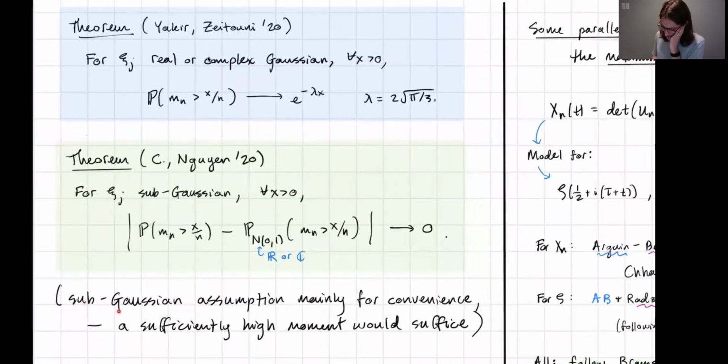As I said, the sub-Gaussian assumption is convenient, but with a bit more technical work, some sufficiently high moment would suffice. But as I said, this problem is not really about tails, it's about anti-concentration. So are there any questions about the statement?